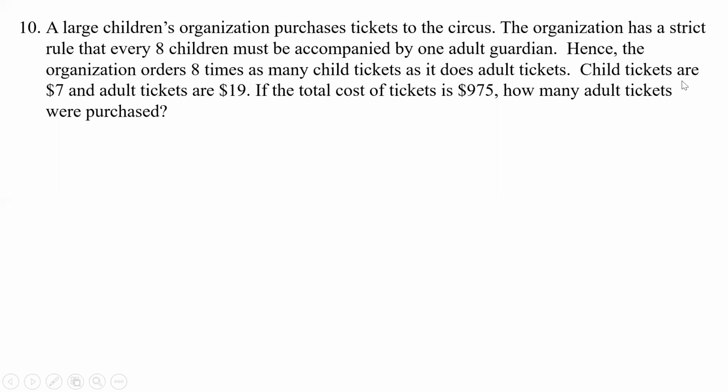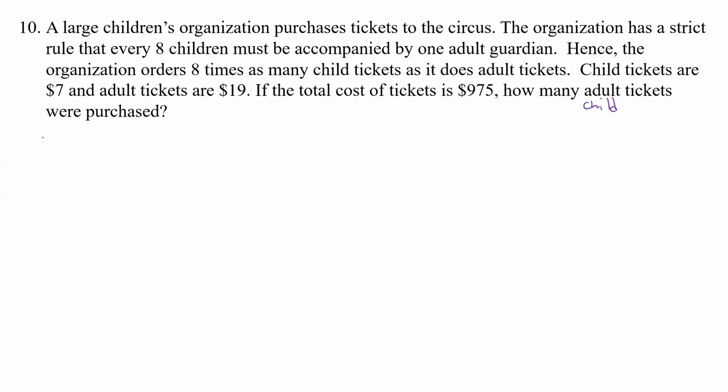We're buying tickets. A large children's organization purchases tickets to the circus. The organization has a strict rule that every 8 children must be accompanied by one adult guardian. Hence, the organization orders 8 times as many child tickets as it does adult tickets. Child tickets are $7 and adult tickets are $19, and the total cost of tickets is $975. How many adult tickets were purchased? And let's also say we want to know the number of child tickets.